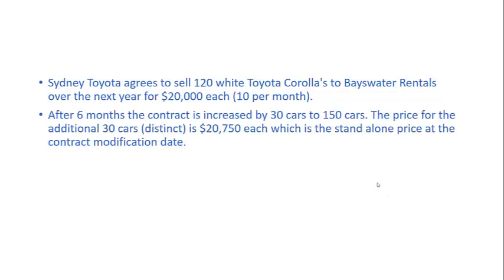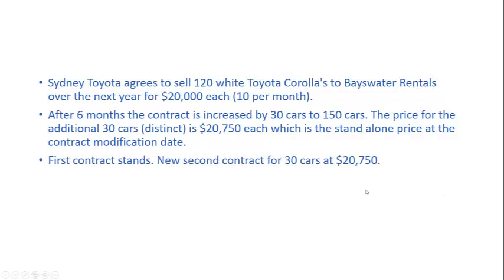Our contract modification occurs after 6 months, and after 6 months the contract is increased by 30 cars, in other words 150 cars in total. The price for the additional 30 cars is $20,750, which is the standalone price of the Toyota Corollas at the contract modification date. So what we have here is a modification for an extra 5 cars per month. The issue here is that it's a standalone contract, so therefore there's no need to think about what the relationship is between the new and the modified contract.